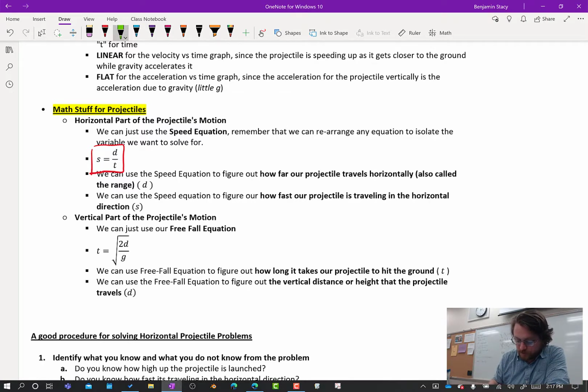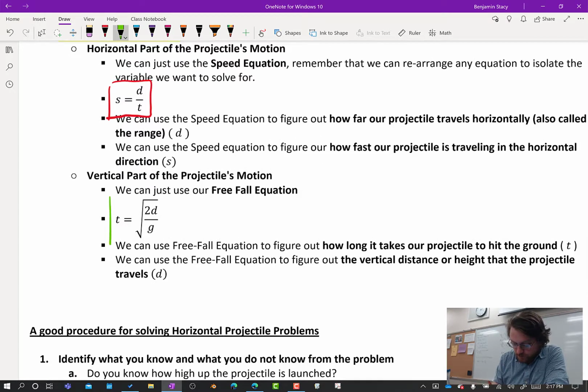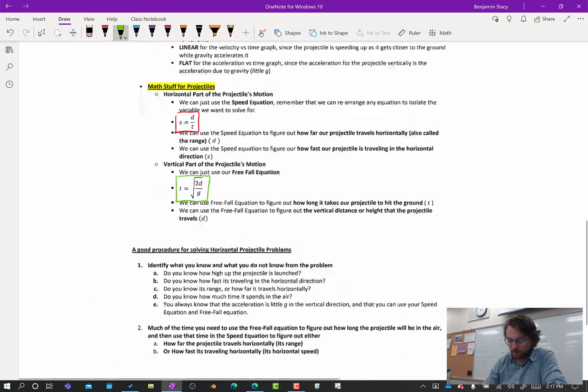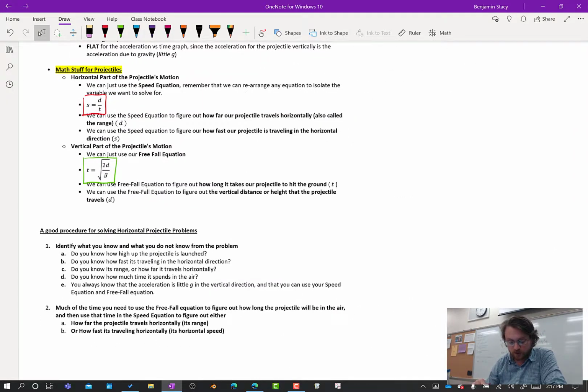Vertically, we can use our free fall equation, where that time t is how long it spends in the air before it hits the ground. That d is the distance vertically. So we have two different distances here: a red distance horizontally and a green distance vertically. Those are different values. And little g is our acceleration due to gravity, which we'll use as 10 meters per second squared for our projectile problems.